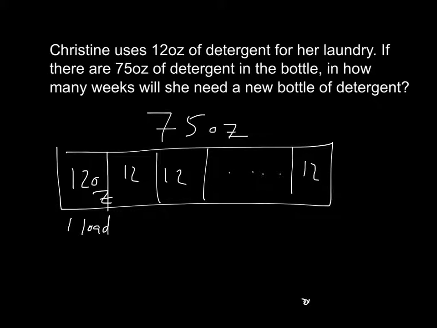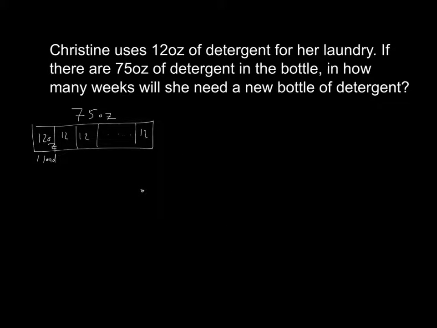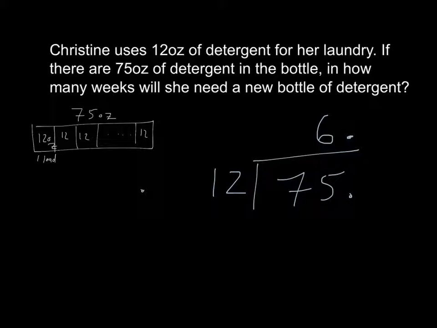So again, I know, looking at this, that I'm going to need to divide, and that we've been talking about that in all of our lessons. So, 75 ounces. I'm assuming I'm going to need my decimal, so I'm going to add that in right away, divided by 12. 12 goes into 75 6 times, which gives me 72. 75 minus 72 is 3.